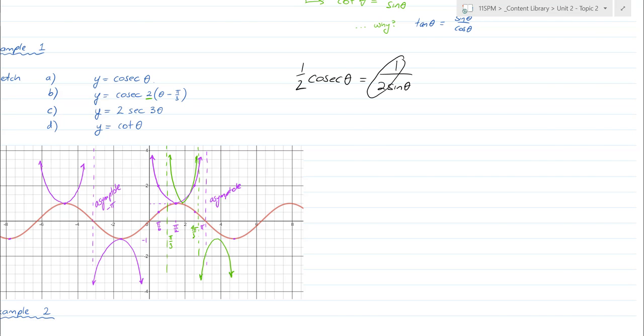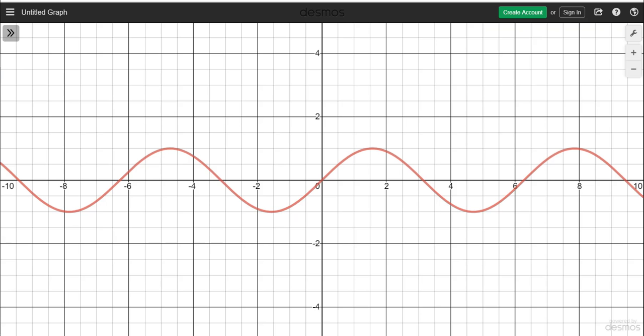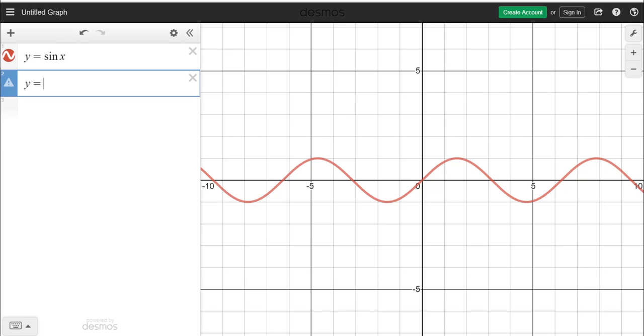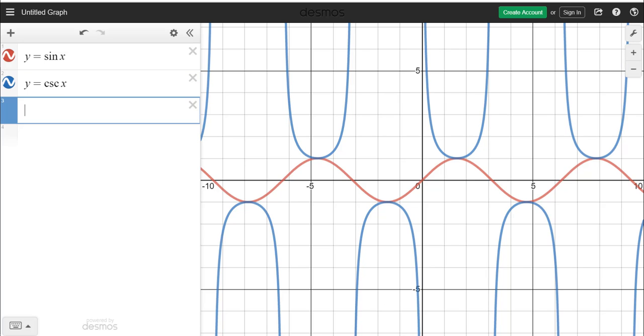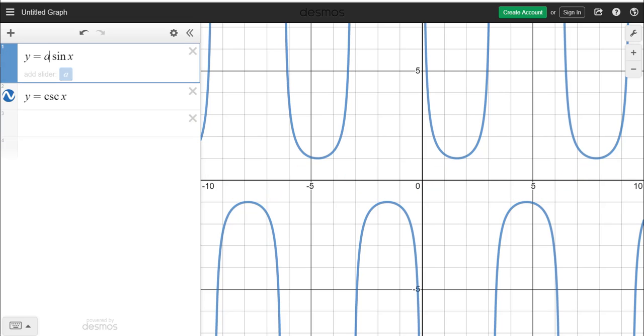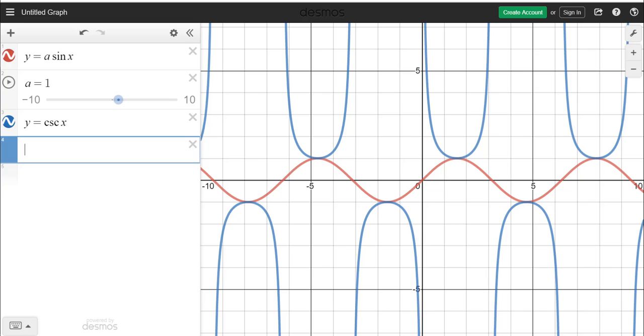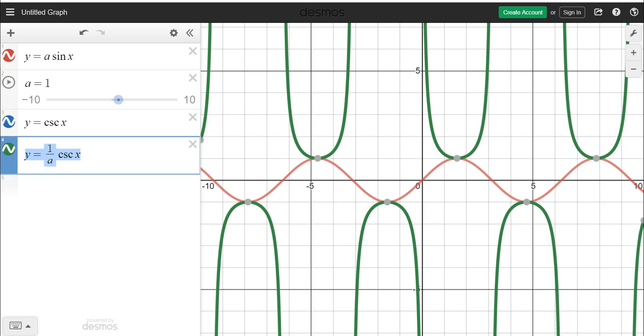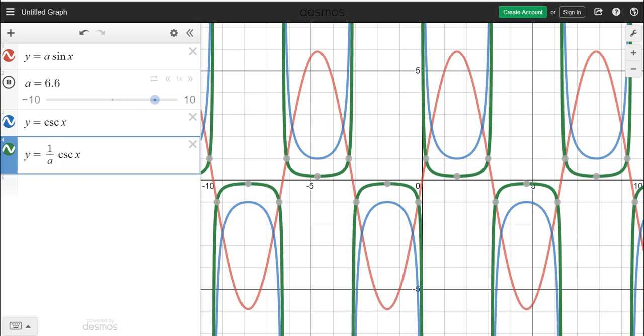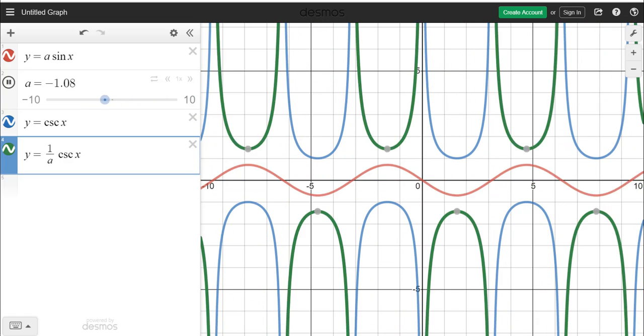I see that might not be quite syncing, but let's have a play with it on here. There's my sine graph. Y equals cosec, so cosec is CSC x. It looks like that. Now, I'll get another cosec x up. I might change this to be y equals A sine x. Add a slider for A. Press the play button. And 1 over A cosec x. And now if I play that, you'll see what's happening now. That's getting fat.